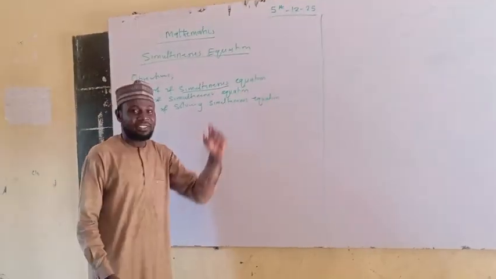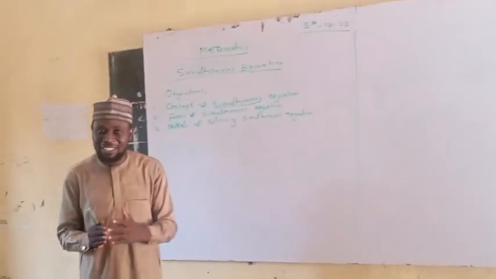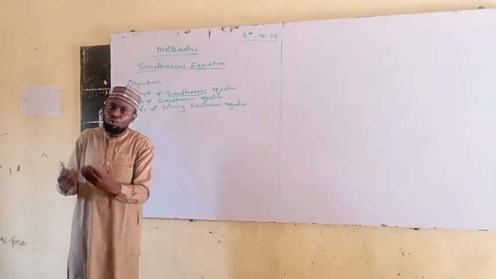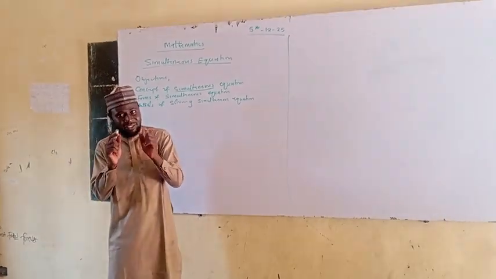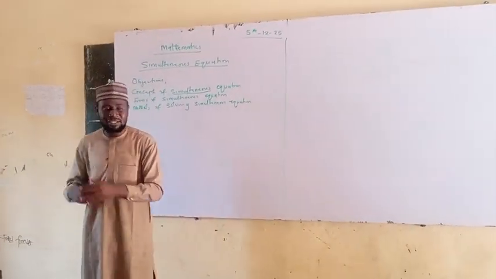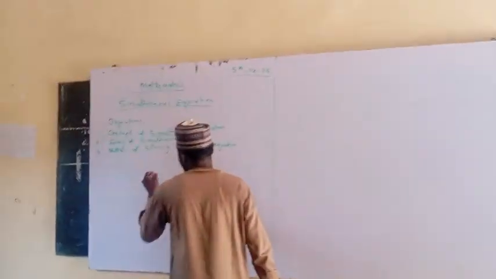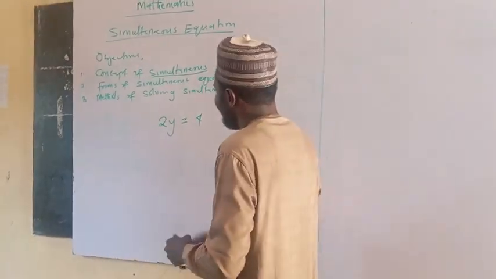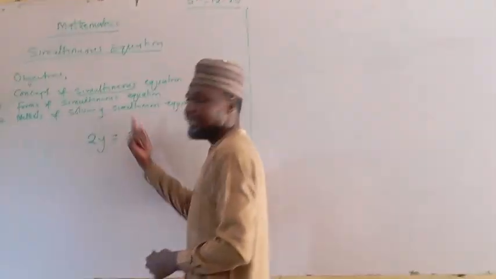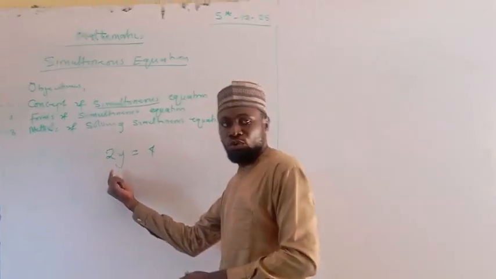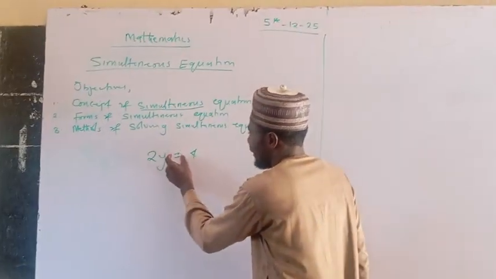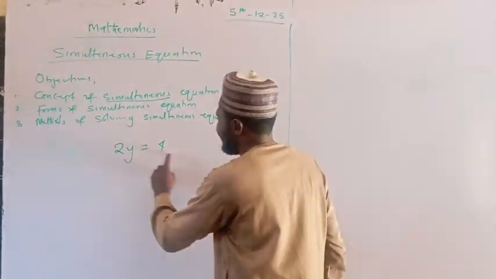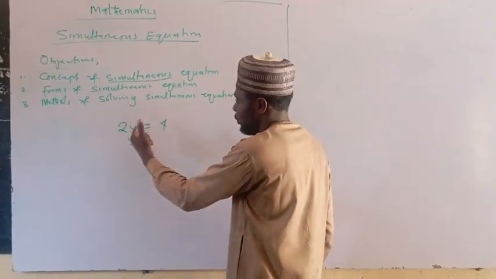Now, equation. Equation here in mathematics means something that has an unknown and it has an equality side. It has a right hand side and a left hand side. Let's say, for example, I have 2y is equal to 4. This is an equation because it has an unknown and it also has an equality side. This is the right hand side and this is the left hand side. So this is an example of an equation.